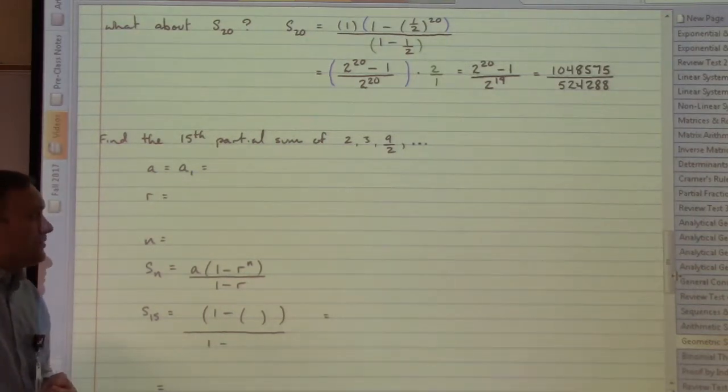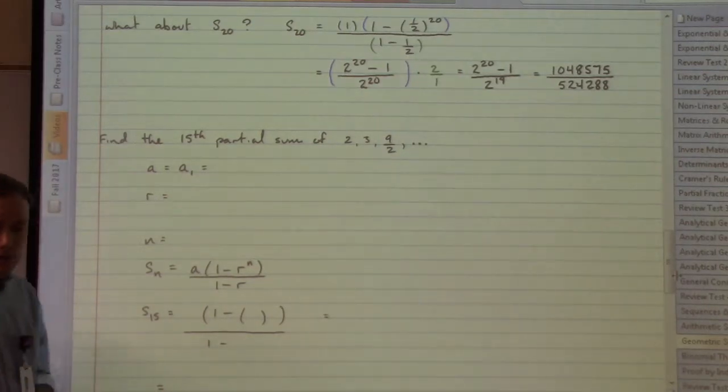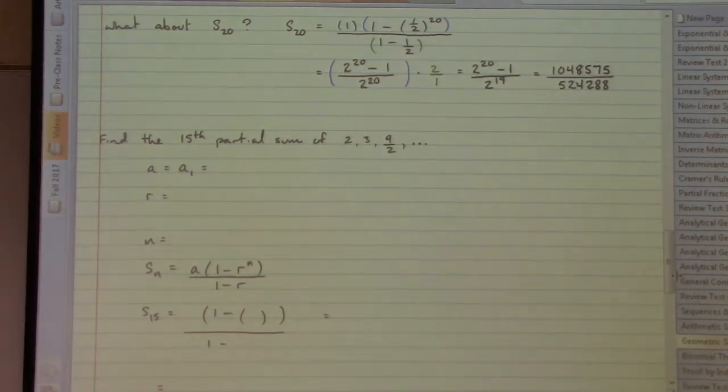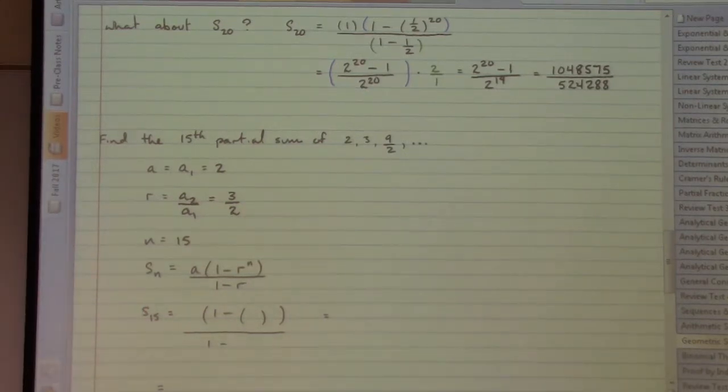We've got the 15th partial sum. We have a list of terms here, so we would need to recognize the first term. We would need to recognize the common ratio, which comes from the second term divided by the first term. And in this particular case, that would be 3 over 2. And they've asked us for the 15th partial sum, and that means n is equal to 15. So we have our formula. We're going to go ahead and put our values in there.